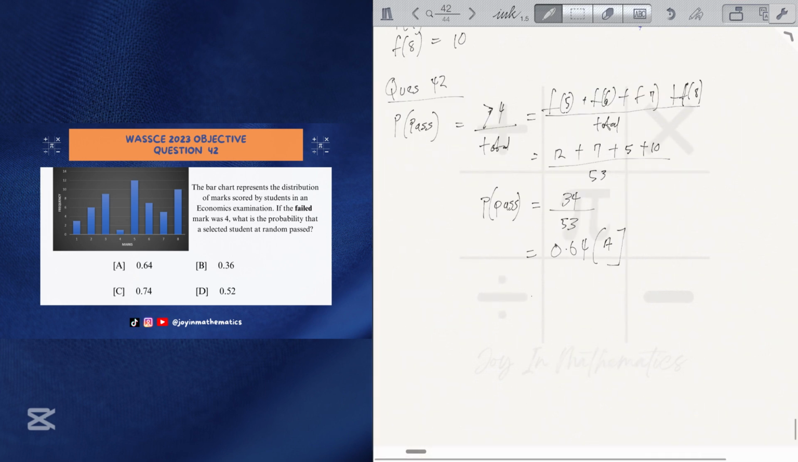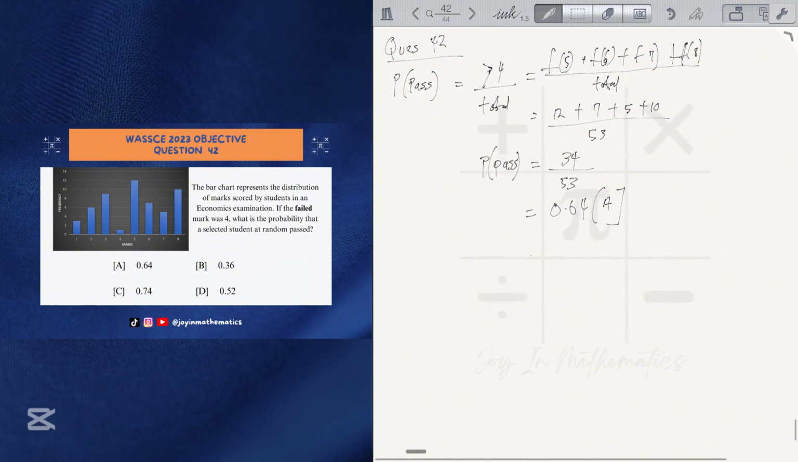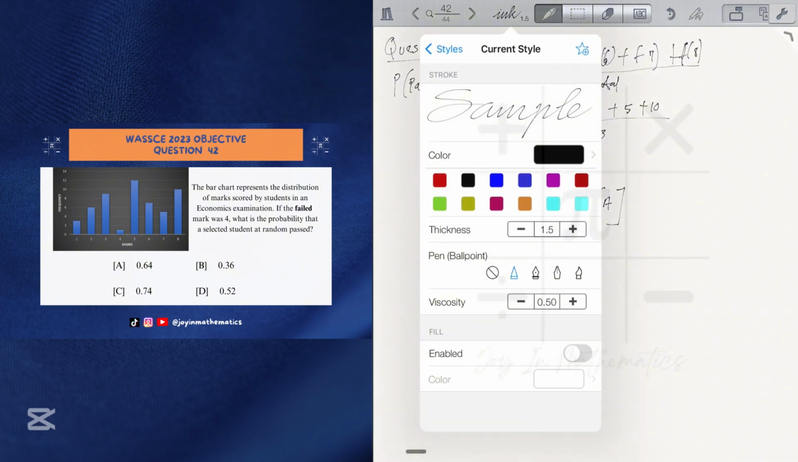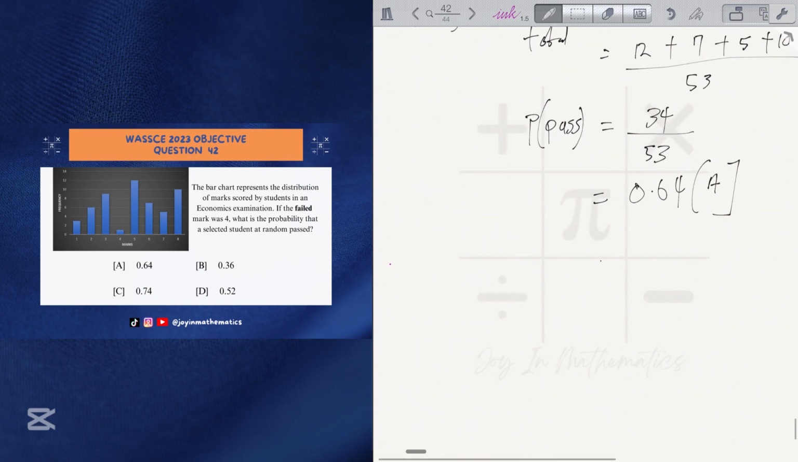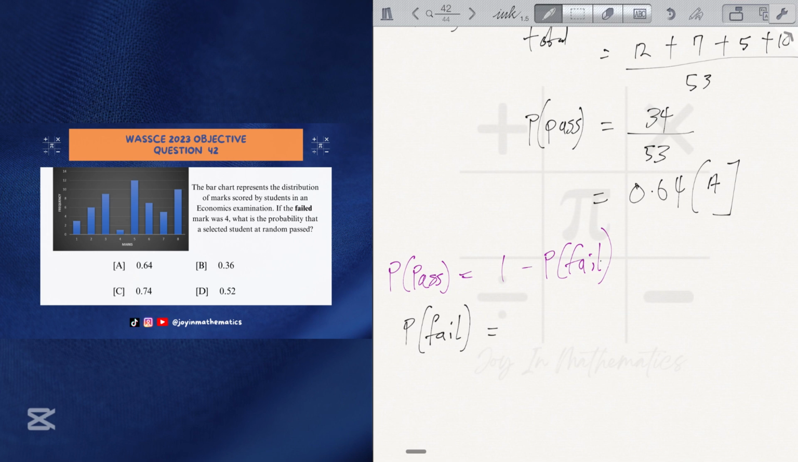Now there is another method we can use to solve this question, and the formula we'll be using is that the probability of pass is equal to 1 minus the probability of fail. This is statistics, so we are going to use this formula. The first thing to do is to evaluate the probability of students that fail if selected at random. Remember, failure is when we have less than or equal to 4, everything divided by the total.